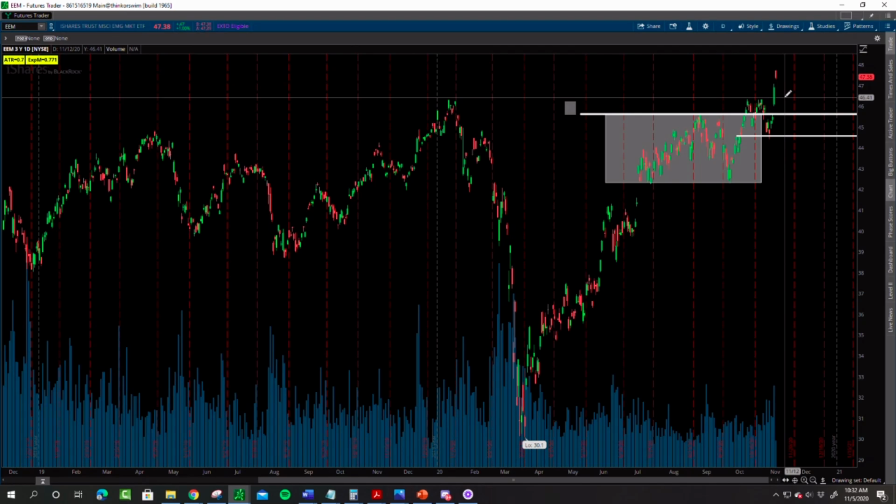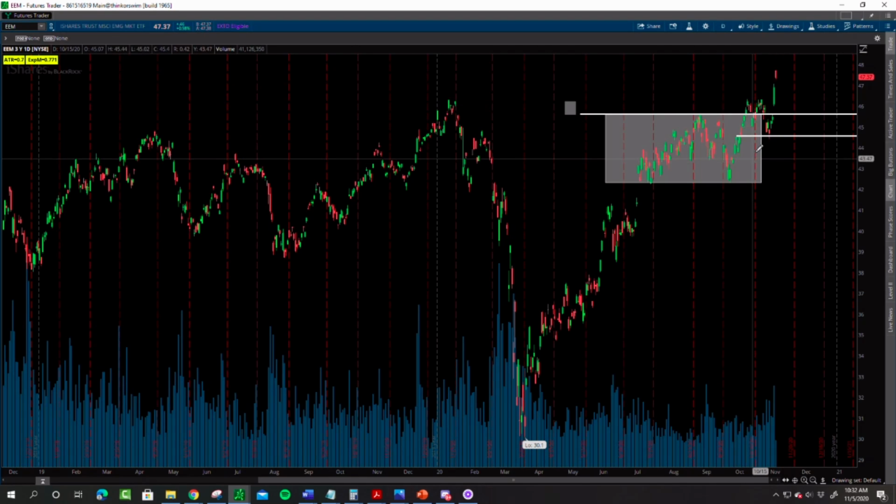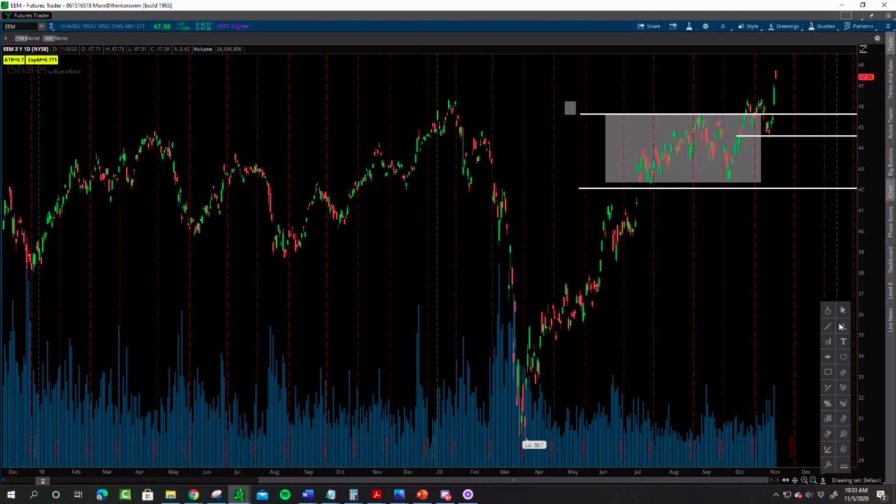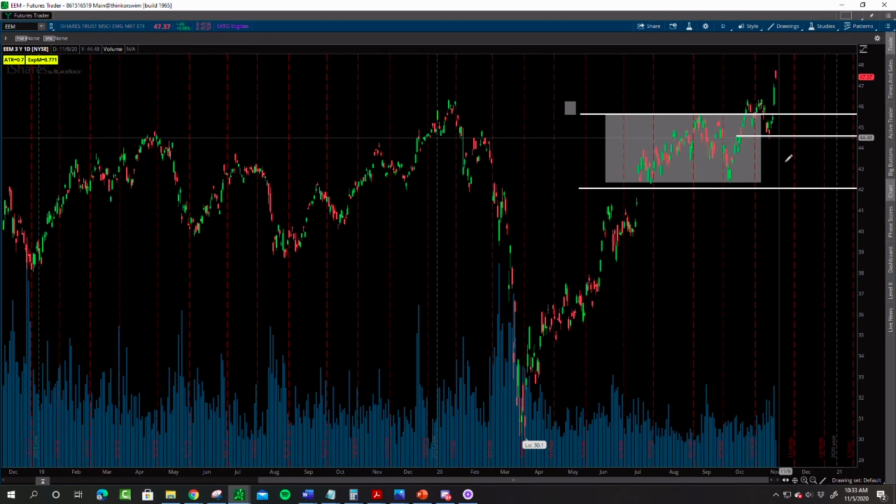Now, where am I wrong? If it comes up and it falls all the way back to right here, am I wrong? No, I'm only wrong if it makes a lower low. So I took the most recent low and I put our stop underneath of it. And I gave it a little extra space. So we're in this until it breaks below this line down here.